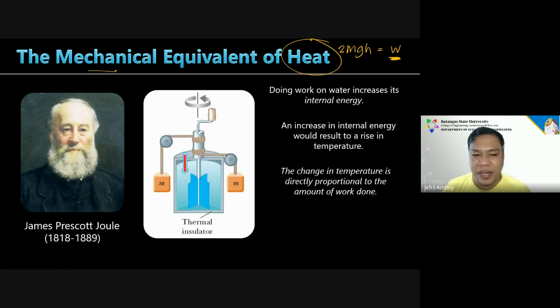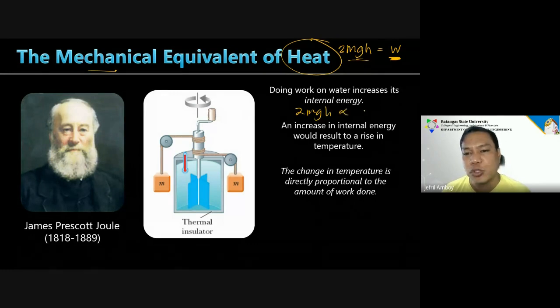Now, more specifically, halimbawa, ito nasa taas, no? Itong mass initially nandun sa taas. Pag yan ay bumaba, magkakaroon ng decrease yung kanyang potential energy, no? And the decrease in the mechanical energy is proportional to the product of the mass of water and the increase in thermal energy. Ito pala daw 2 mgh na iyan, yung 2 mgh ay proportional saan? Sa product ng mass at ng increase in temperature.